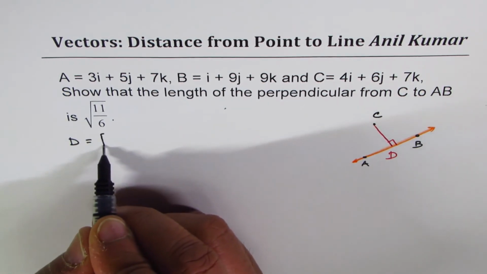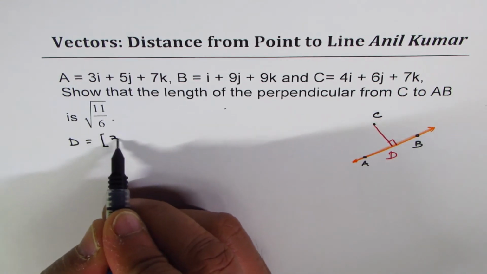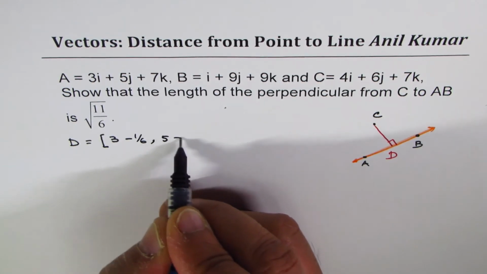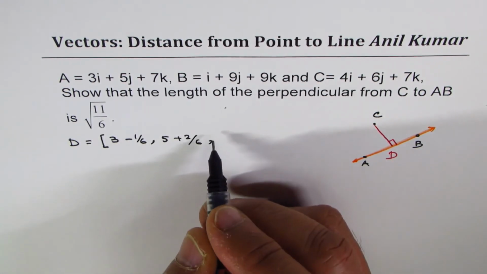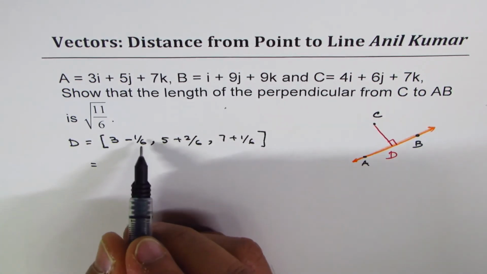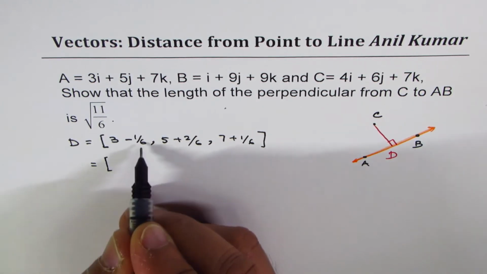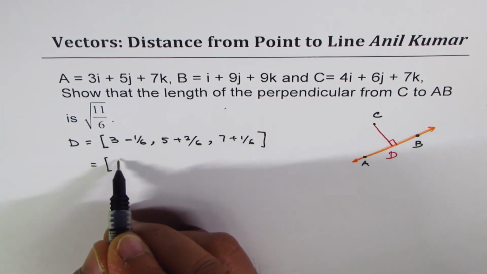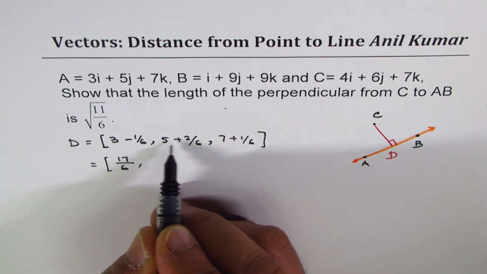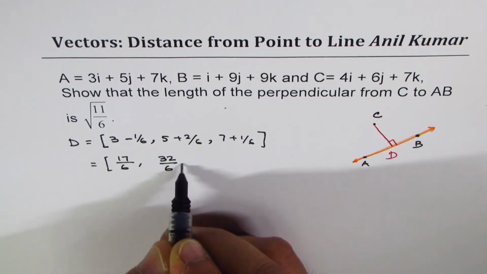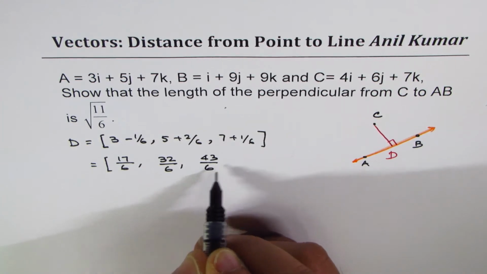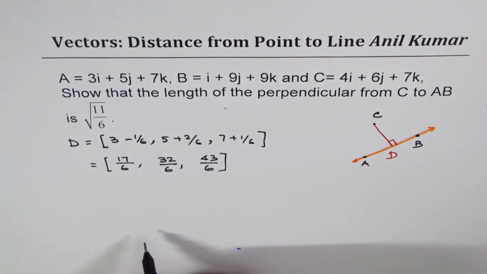Coordinates of point D, which we just found, let me write down. We didn't simplify, we wrote 3 minus 1 over 6, 5 plus 2 over 6, and we wrote 7 plus 1 over 6, correct? Now let's simplify this. We can take 6 as a common denominator. So 6 times 3 is 18. 18 minus 1 is 17 over 6. You can use a calculator. 6 times 5 is 30. 30 plus 2 is 32 over 6. 6 times 7 is 42 plus 1, 43 over 6, correct? So that is the foot of the perpendicular.